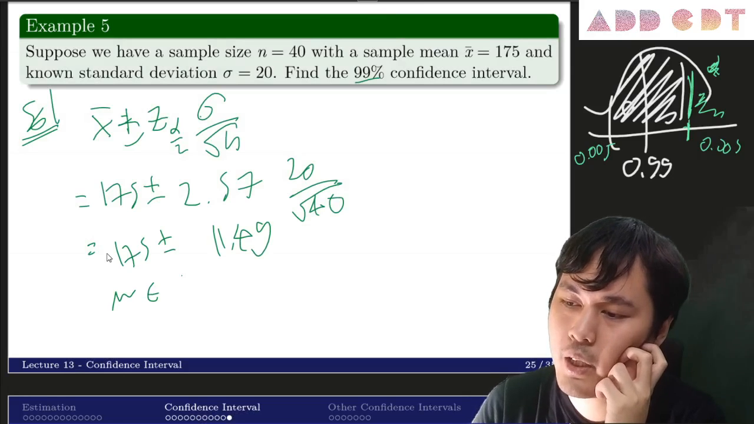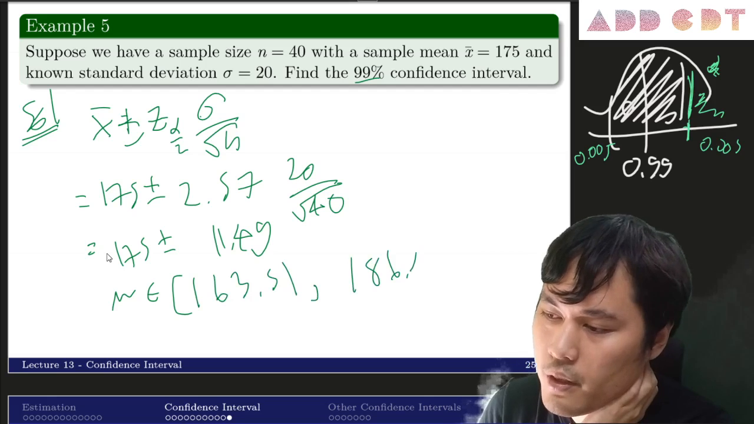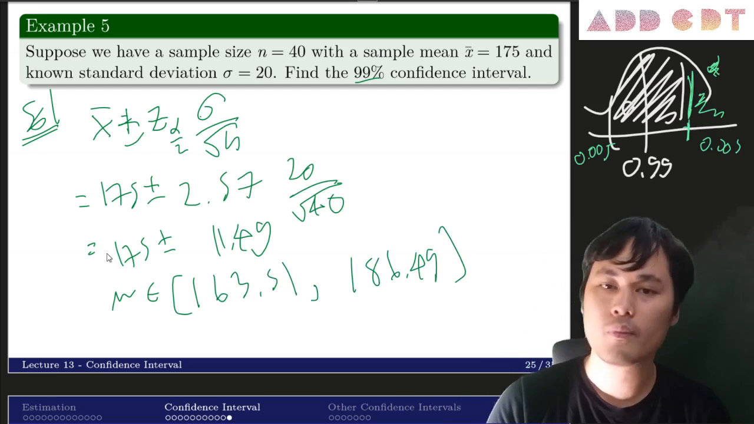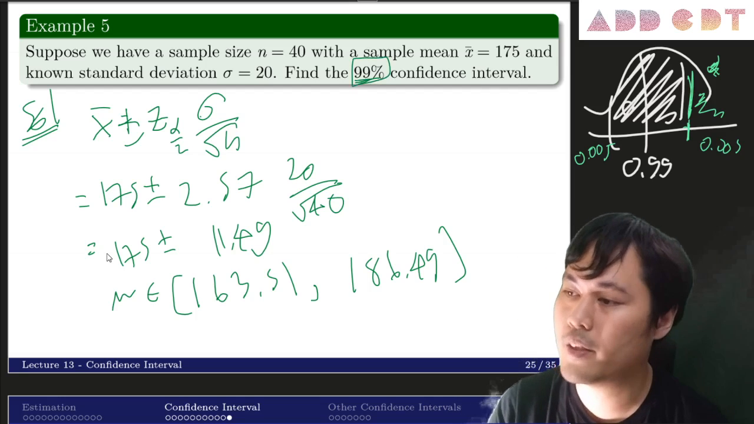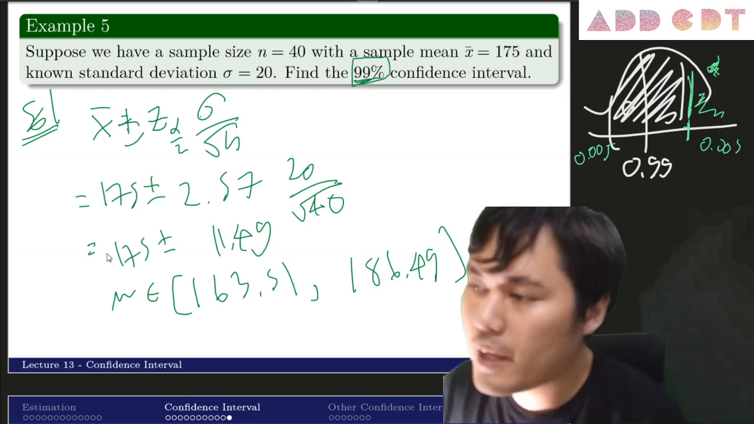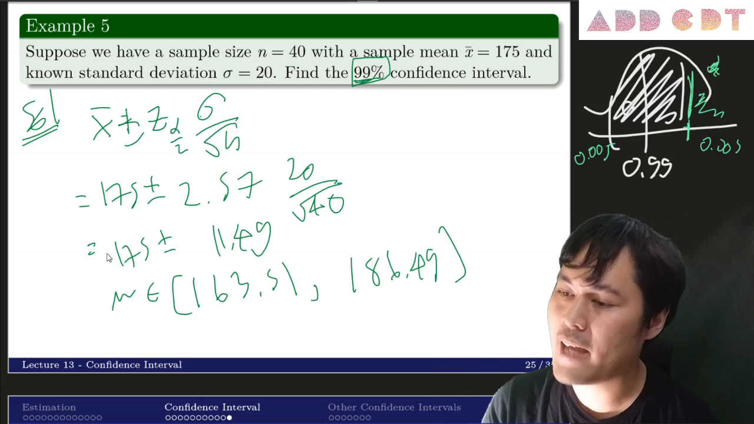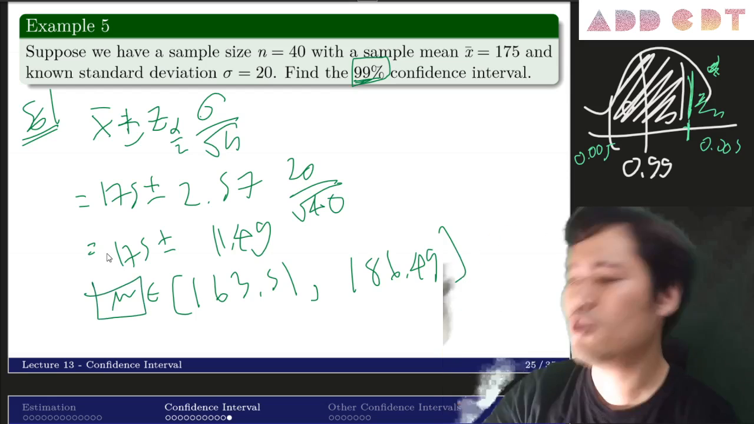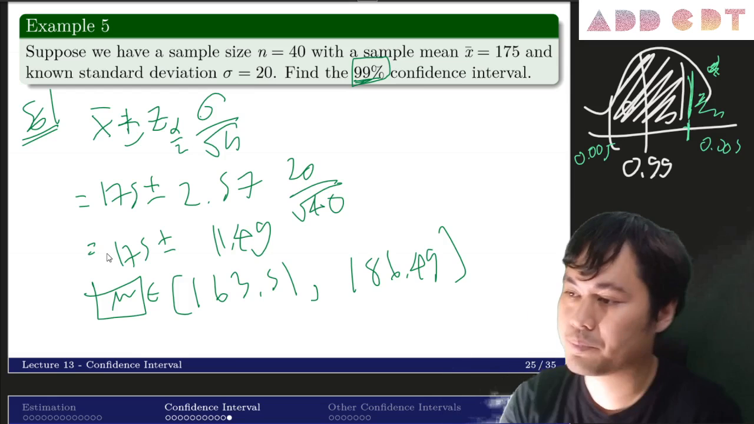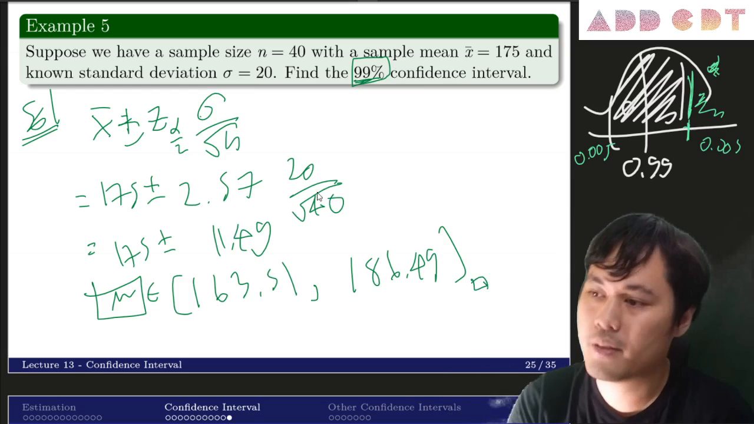Right, so now we have 163.51 and 186.49. Now we get a different interval. Okay. But now we have a 99% confidence interval. What does it mean? It means we have a 0.99 chance that the actual parameter mean will be in this range. So that's it. Just put in that side here.